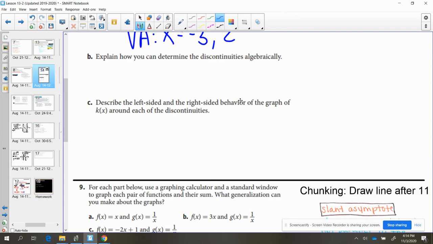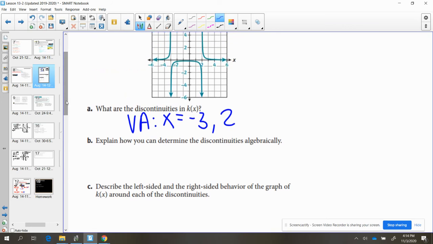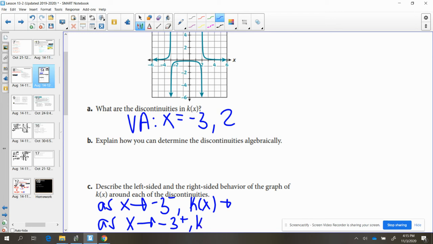Now, if they're asking us about left-hand side and right-hand side behavior of these graphs, we talked a little bit about this before, but what happens with these is we want to analyze as we approach our discontinuity from the left-hand side, what's going on with our graph, and as we approach our discontinuity from the right-hand side, what's going on with our graph, because sometimes the behaviors are different from one side or the other.